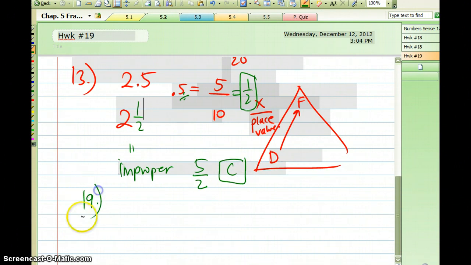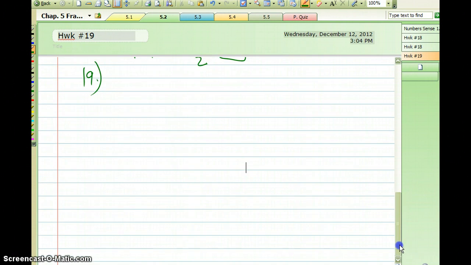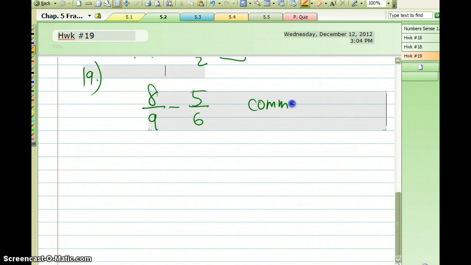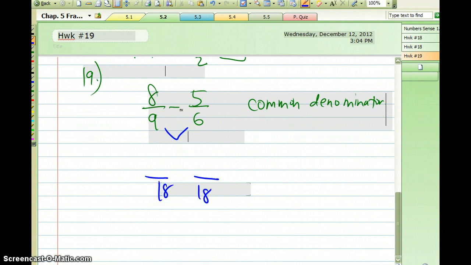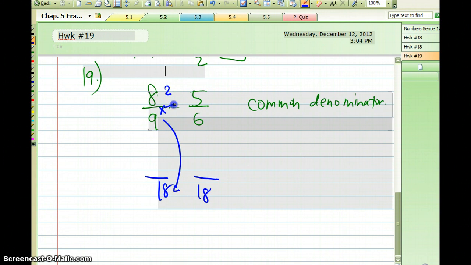Number 19, the question is asking how to subtract this fraction. When I subtract, I need to find a common denominator, and they're asking, if you use a common denominator, what would it be, and which one shows you doing that? The common denominator, when we look at these two, we know it's 18. So how does 9 become 18? I multiply by 2 and 2.